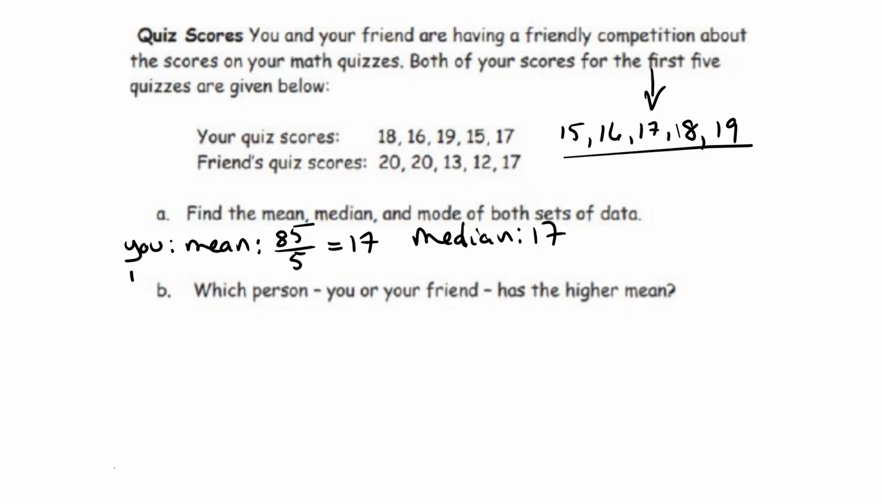All right, let's look at your friend and calculate their mean. They've got a total of 82 divided by 5, which is equal to 16.4. To do their median, we need to put their numbers in order.